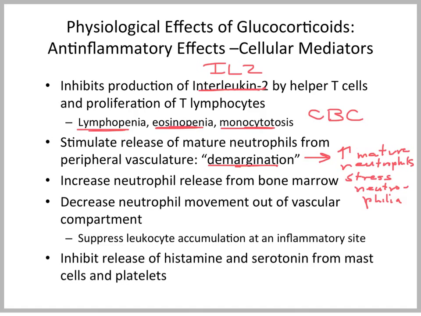Glucocorticoids also increase neutrophil release from the bone marrow, and they decrease movement of neutrophils out of the vascular compartment. That means they keep them from getting into the tissues where they can have their effect. That's why they're anti-inflammatory. In addition, beyond that, they help affect some of the cellular mediators like histamine that are produced by mast cells, and serotonin that also modulate an inflammatory response.